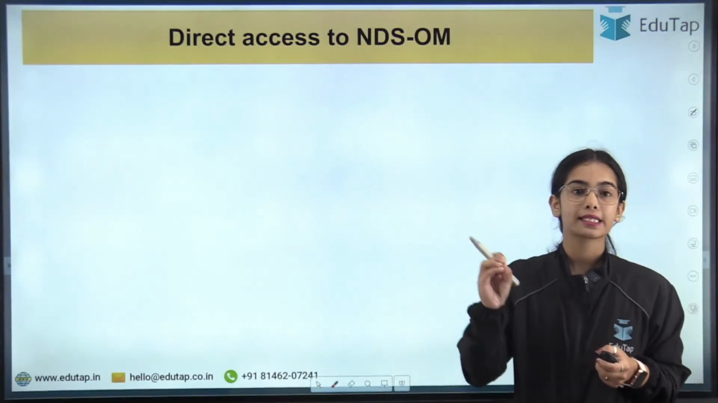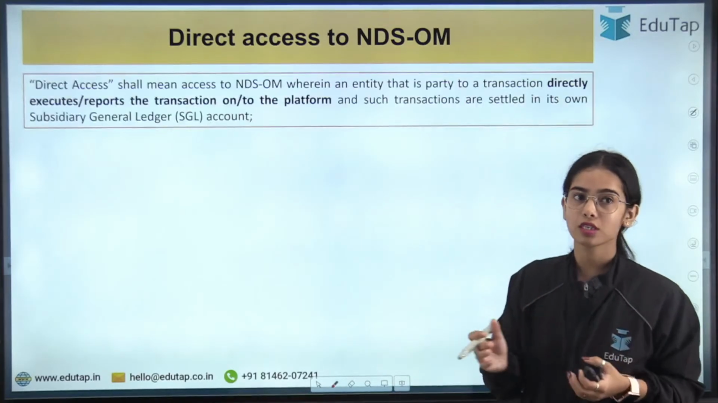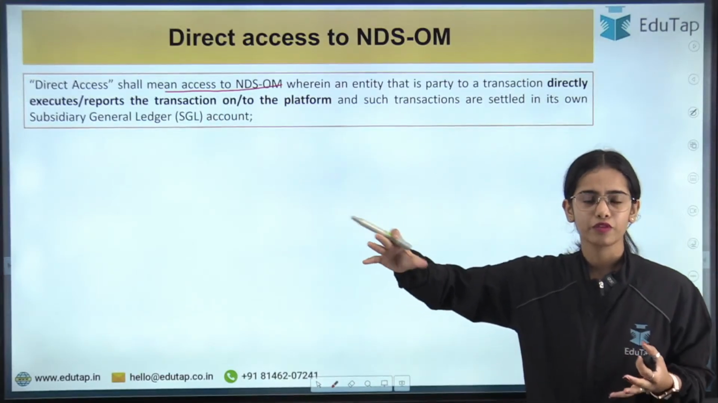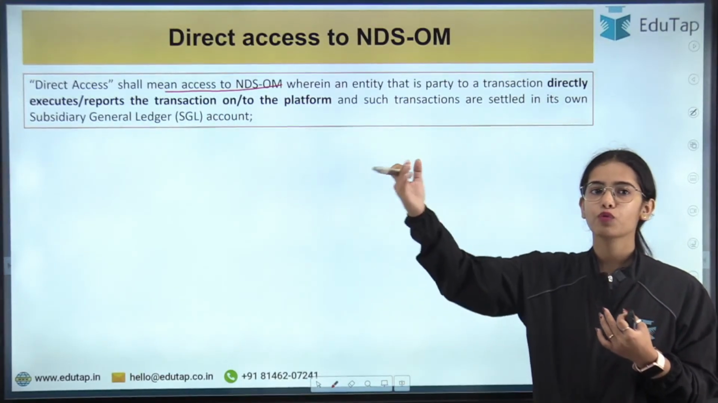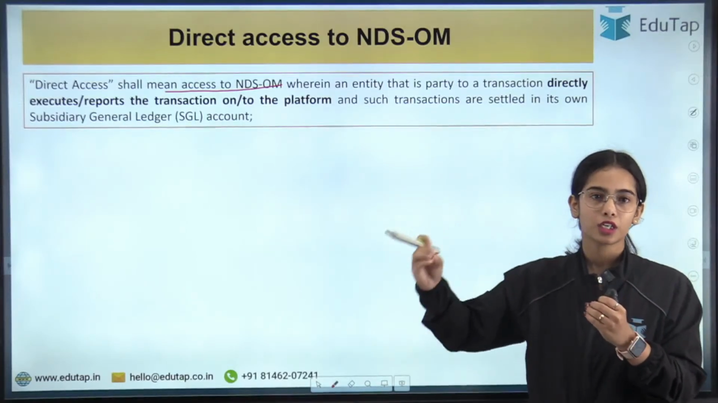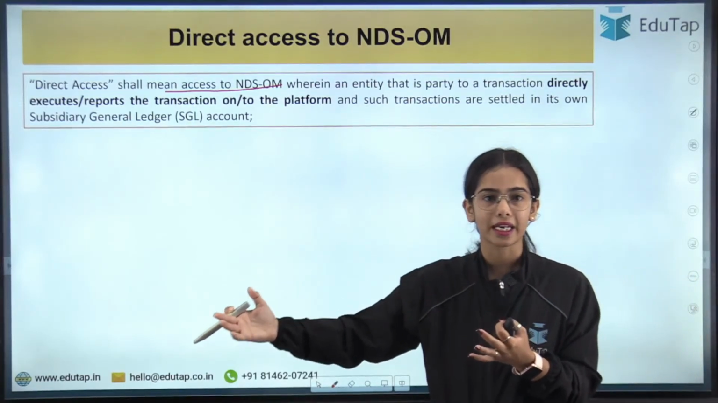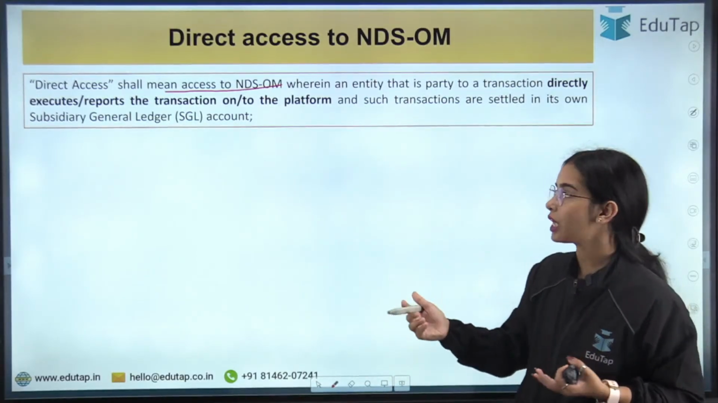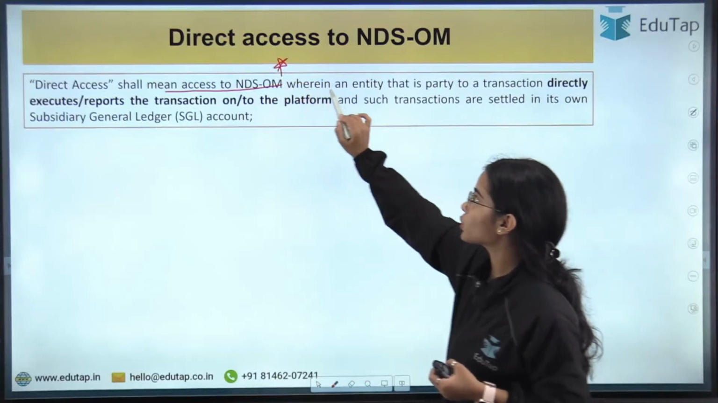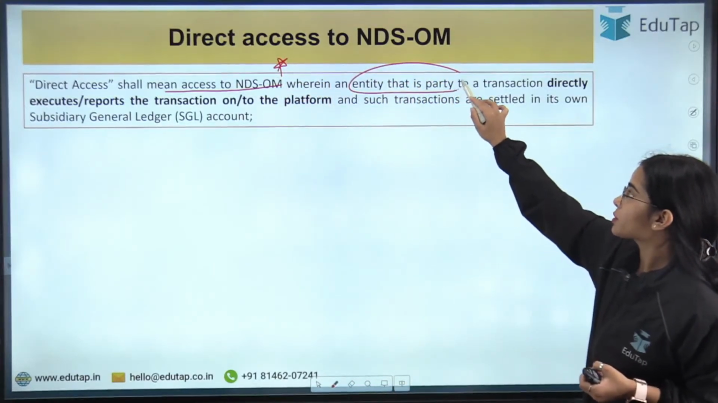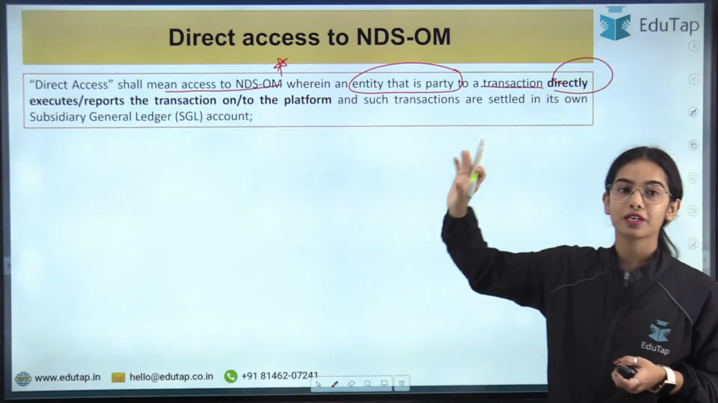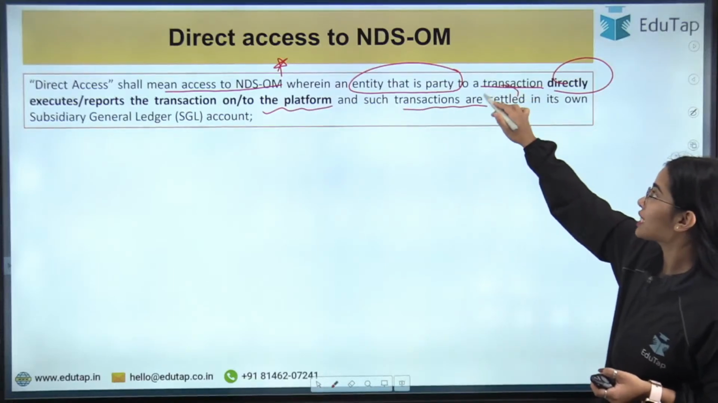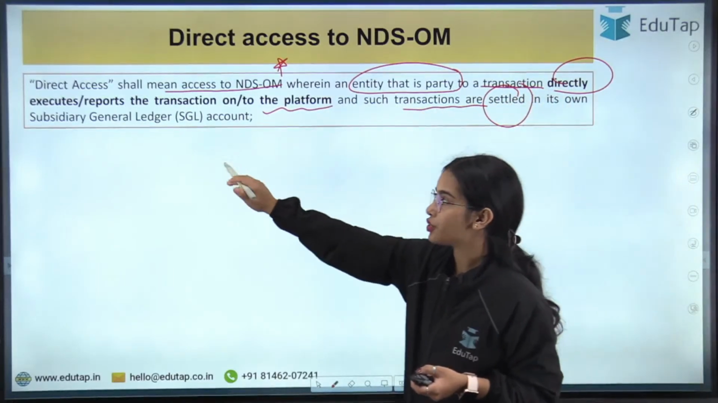Okay. So direct access to NDS-OM, what are the guidelines for this? So direct access shall mean access to NDS-OM directly, where the transactions are happening directly. If you want to sell the government securities, you can sell the government securities directly through the NDS-OM platform, and you can also report the transaction directly. Okay. So direct access shall mean access to NDS-OM where the entity that is party to a transaction directly executes and reports the transaction onto the platform, and such transactions are settled in its own subsidiary general ledger account.